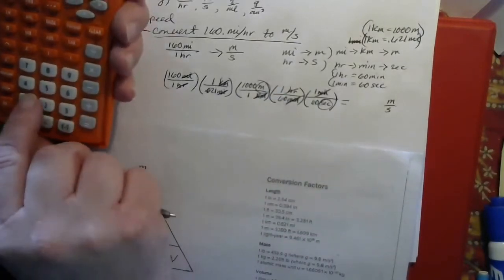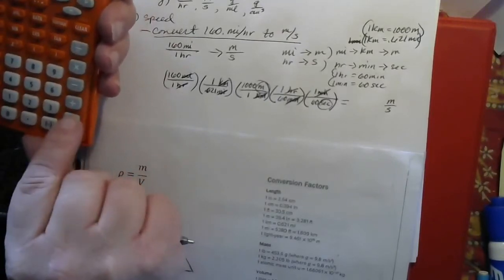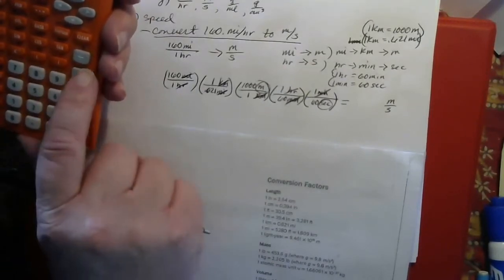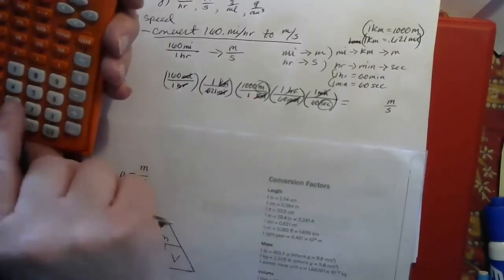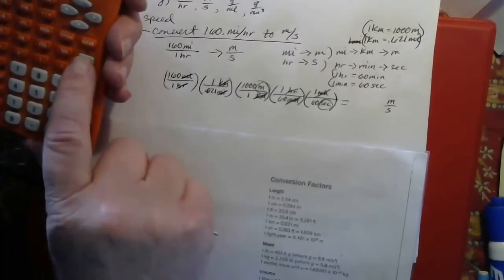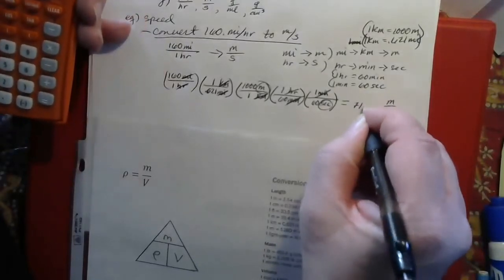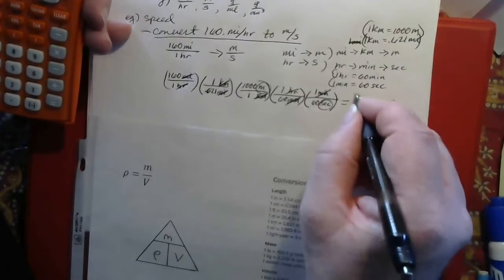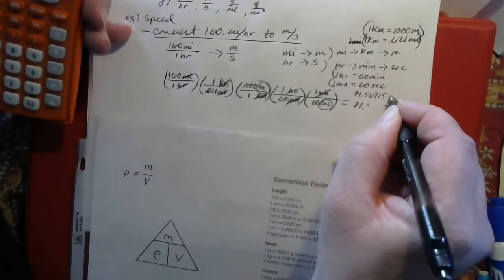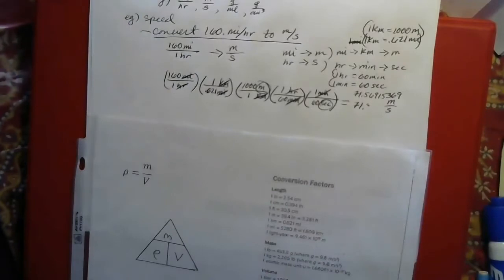So this answer would be done as 160 divided by 0.621. And I like to hit equals between each step just to avoid misunderstandings with the calculator. So that times 1,000 equals, divided by 60 equals, divided by 60 equals. And I get 71.56915369. And that's what the calculator tells me.